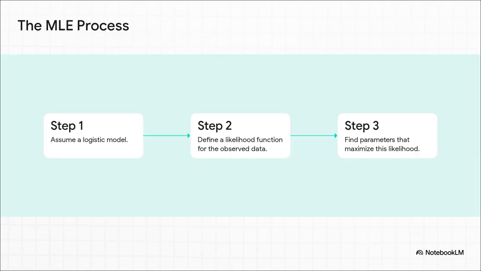So MLE kind of works backward. It looks at all the data you already have, all the yeses and nos from your training set, and it asks this simple question. What shape of S-curve would have made the data I'm looking at right now the most predictable, the most likely thing to have happened? And then it finds the exact settings for that curve.